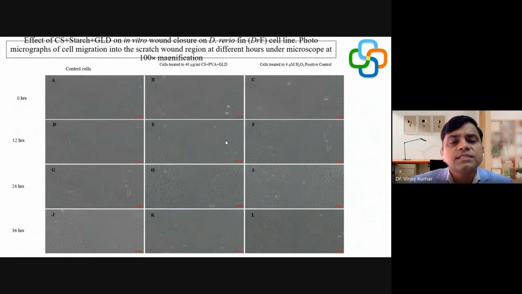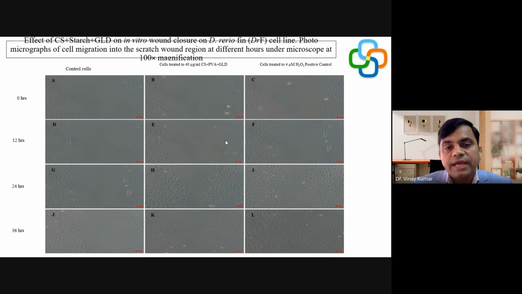And this is the wound healing assay that we conducted. Here you can see in panel A the control cells, where we made a scratch in the center of the slide on the cell line. After 36 hours, you can see the cells were able to proliferate, but not all of the area was completely healed.